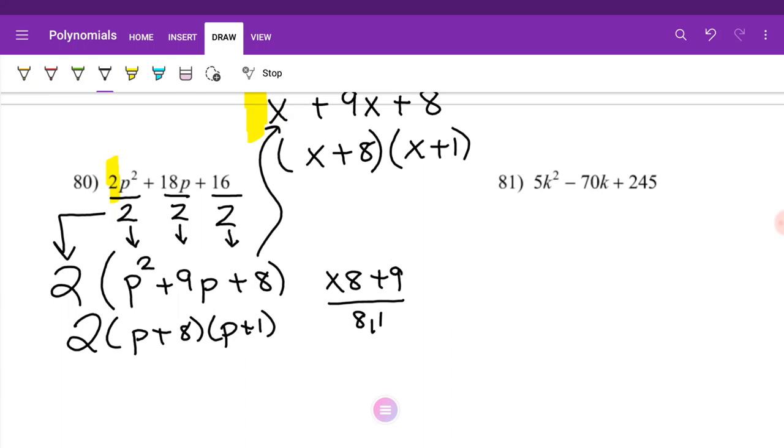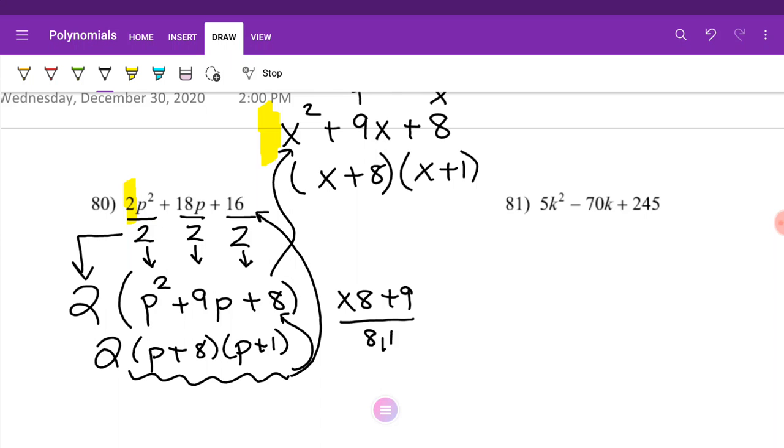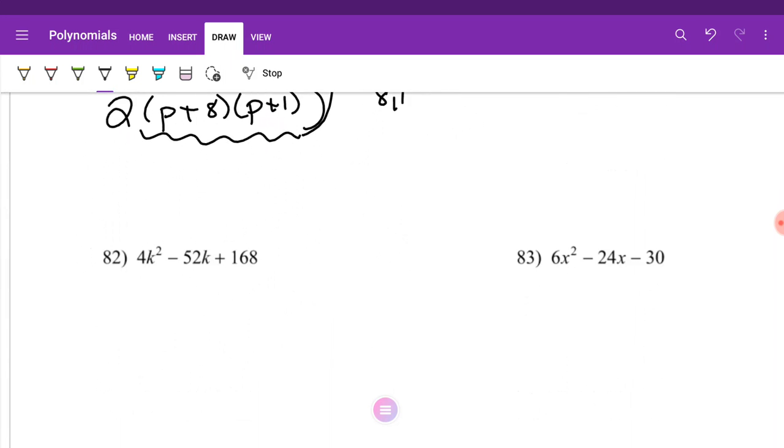The reason that you need to have the 2 in the front is, remember when we're checking our answers, let's say you left the 2 off, if you just multiplied these, you would only get to here. But you're supposed to get all the way back up to the top when you have your final answer. So you need that 2 to sit in the front so that you can go all the way back up. Okay, let's try this one.